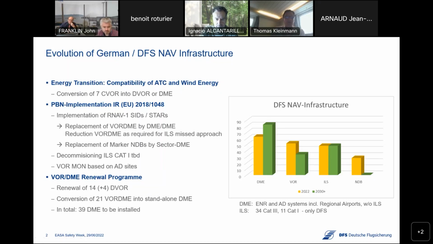Okay. The renewable program has an amount of around 14 VOR plus some options, which is due to the fact that we do not have a fully calculated transition plan, and we will convert some. We will decommission around 20 VORs and convert them to standalone DME locations.